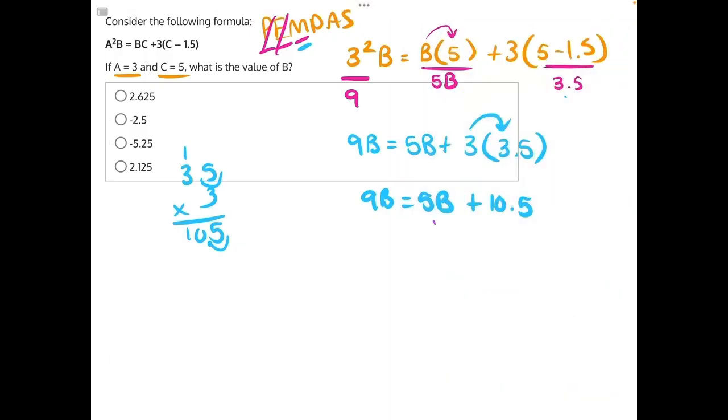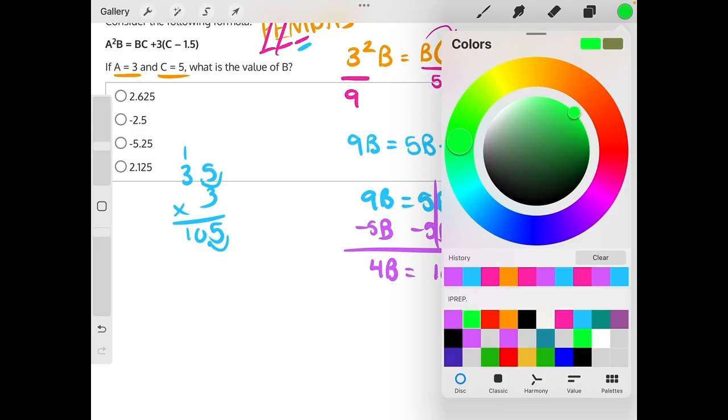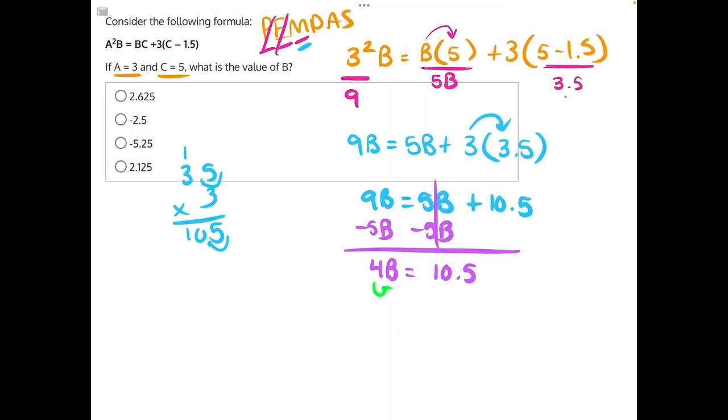If 5b is being added to 10.5, the opposite is subtracting it from both sides. These 5b's will cancel, leaving us with 4b equals 10.5. And then the last step is going to be, 4 is being multiplied to b, so the opposite operation is dividing both sides by 4. These will cancel, leaving us with a bit of a long division problem.